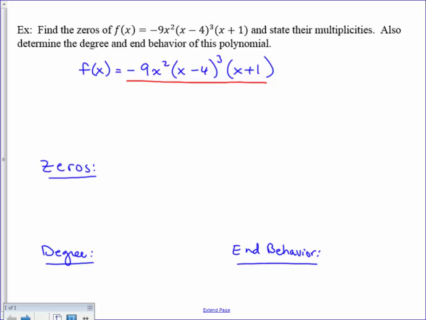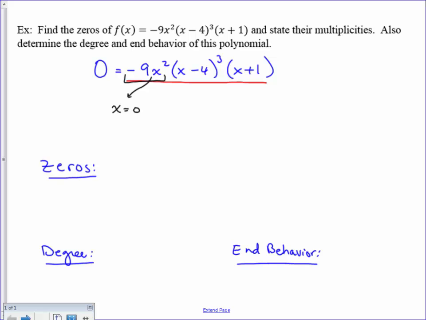To find the zeros, I know all I would do is replace f of x with 0 and then try to solve for x. This already being factored means finding the zeros is almost immediate. In other words, the first thing I would do is think about when this factor would equal 0. Well, the negative 9 in the front doesn't make a difference. The square on the x doesn't make a difference. The only way that term would be 0 is if x were 0.